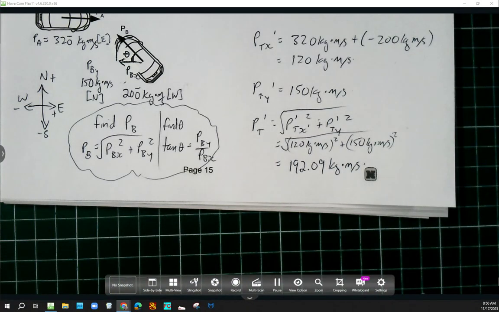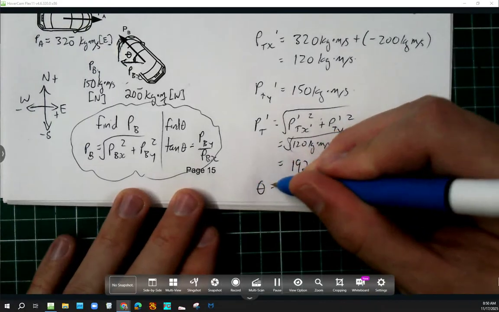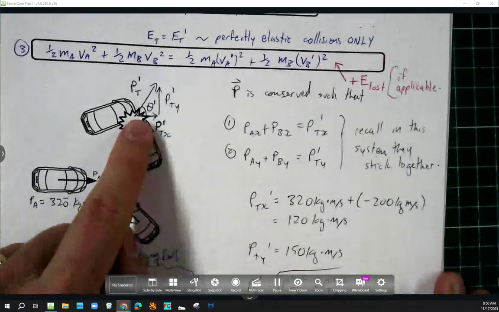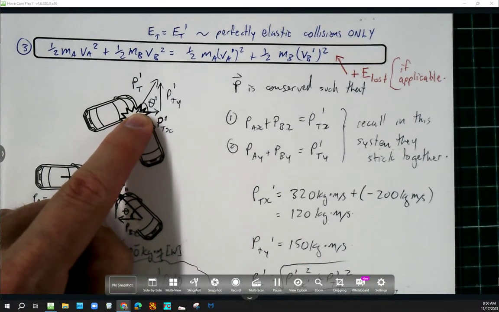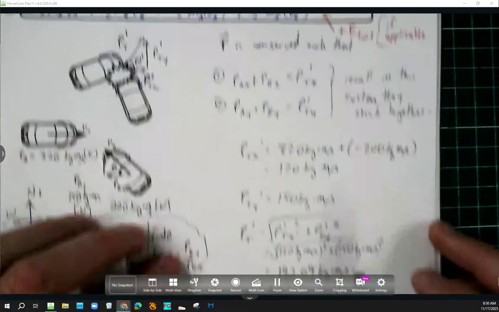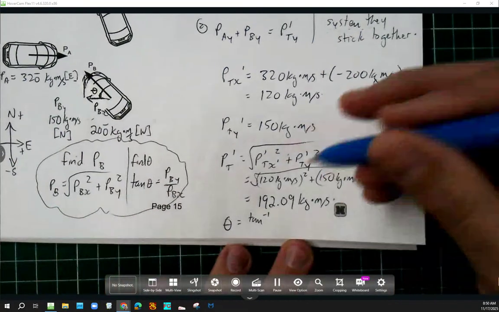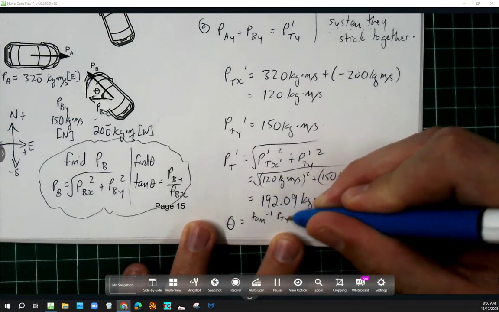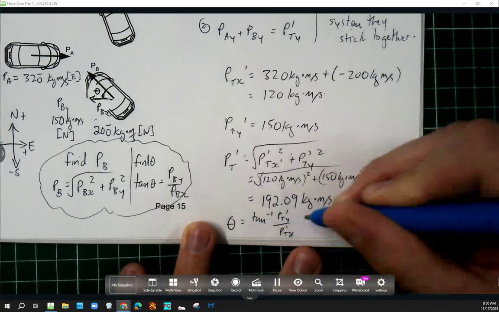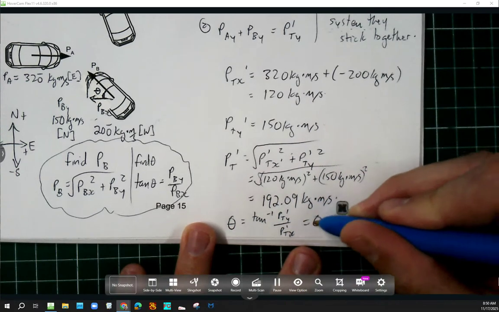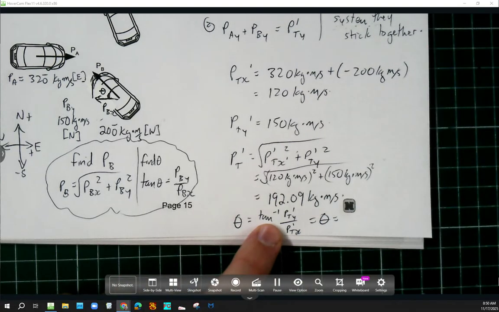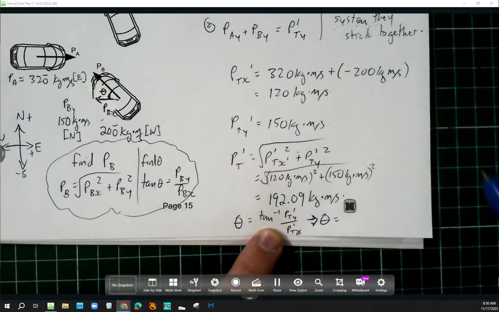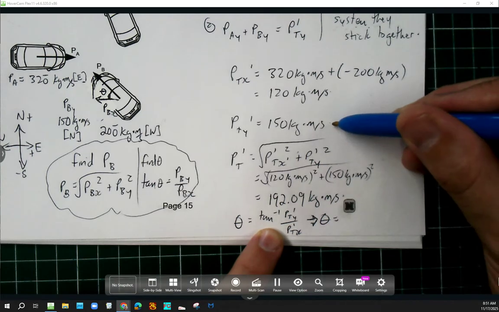So it looks like theoretically this thing should go off at an angle of theta equals tan inverse of, let's take a look here. If this is the angle, the opposite would be P total y primed and the adjacent would be P total x primed. So we could calculate what angle this thing is going to careen off at. So P total y primed divided by P total x primed. Maybe you guys can help me out. What's tan inverse of 150 divided by 120?